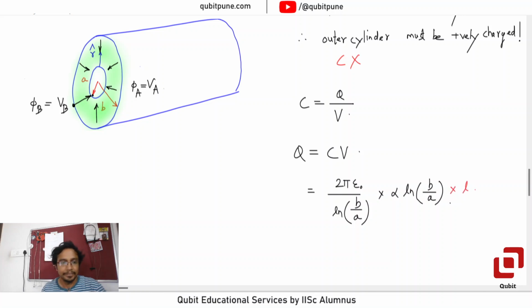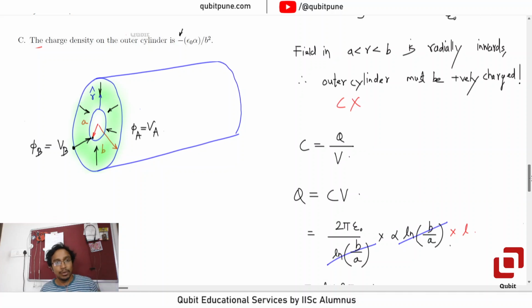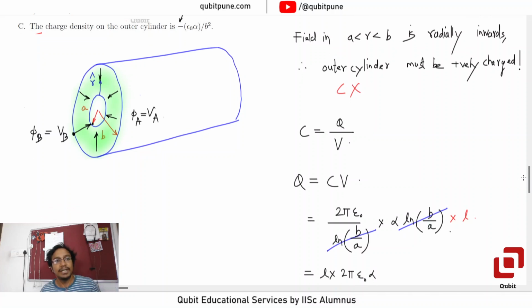Yeah. So ln b upon a will go. So this will be L into 2 pi epsilon naught alpha. Of course, we should have got the same answer. Okay, so the linear charge density will be same for both inner and outer cylinders. But it looks like they don't want us to find that. They want us to find the charge density, that means charge per unit volume.